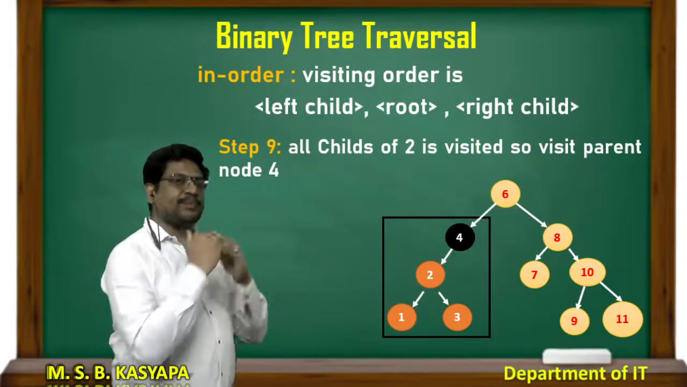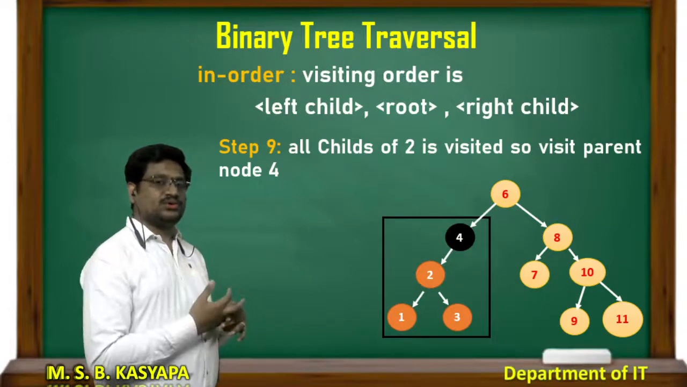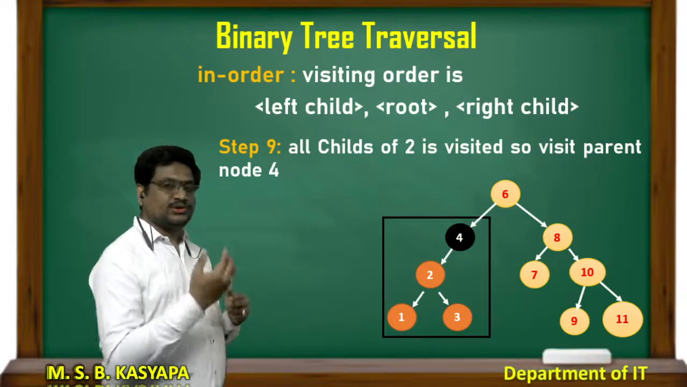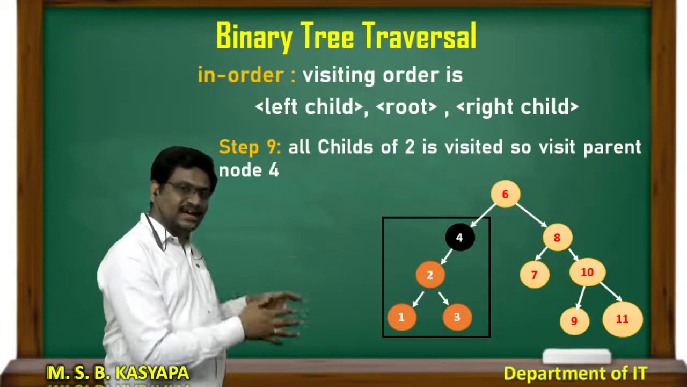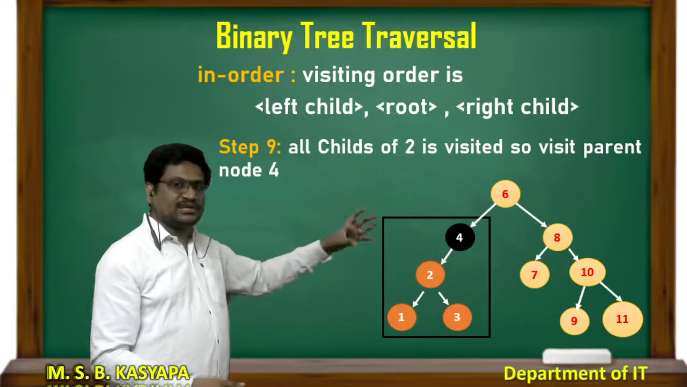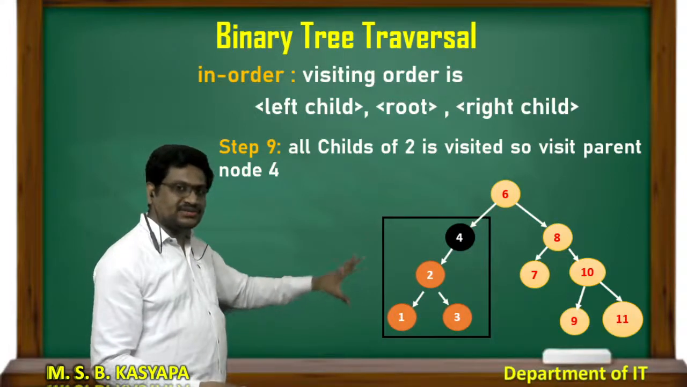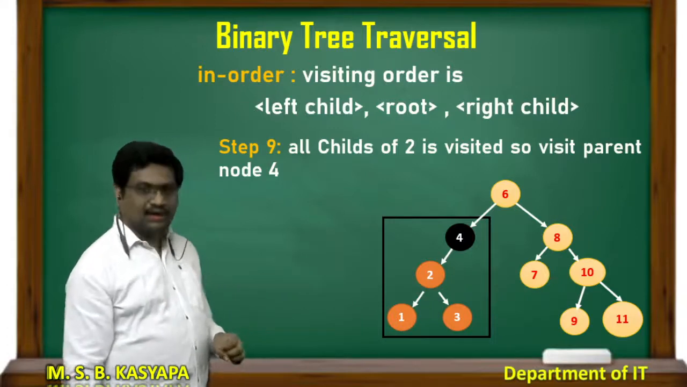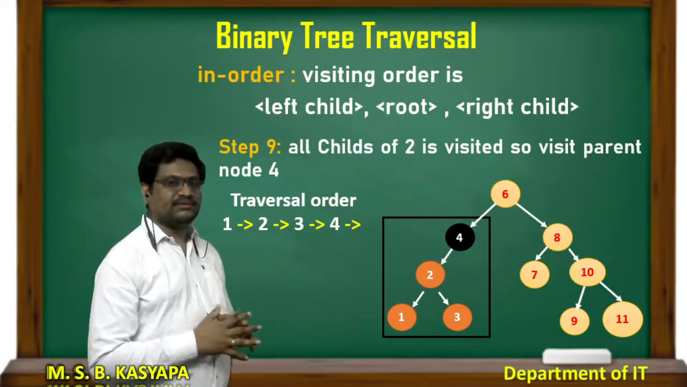The top node, the parent node 4. So it is the parent node of 2, am I right? Parent node of 2 means 2 is already visited, so the left side is visited. Then I have to visit the root. In this subtree, 4 is the main root node. So 2, 1, 3 are already visited. This left part is visited, so I have to visit 4. Now 1, 2, 3, 4 is my traversal. Up to now I have done 1, 2, 3, 4.